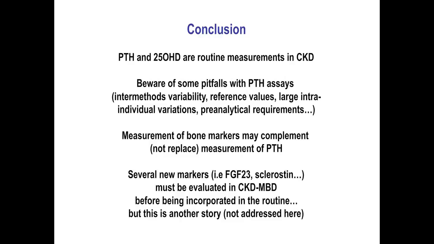There are new markers on the horizon, such as FGF23, sclerostin, perhaps bone-specific alkaline phosphatase, or maybe markers of osteoclast activity, that are currently being evaluated in this area of the disturbances in bone and mineral metabolism and CKD, and have not been incorporated into the routine clinical laboratory assessment at the present time, but probably will be in the not-too-distant future. So with that brief overview, I'm going to stop at this time and hand you back to the moderator. And thank you for your attention.